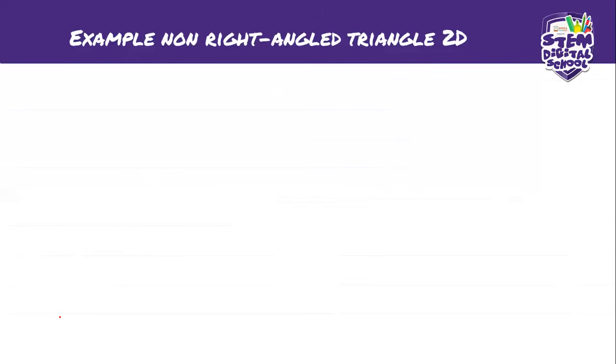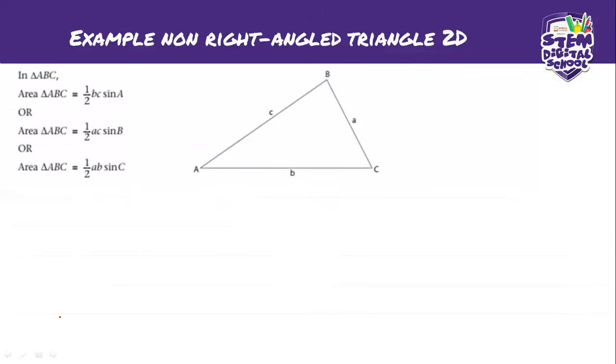We still have an example on a non-right angle triangle on 2D. Now in this one, as you can see on the screen, we are going to be dealing with the area.